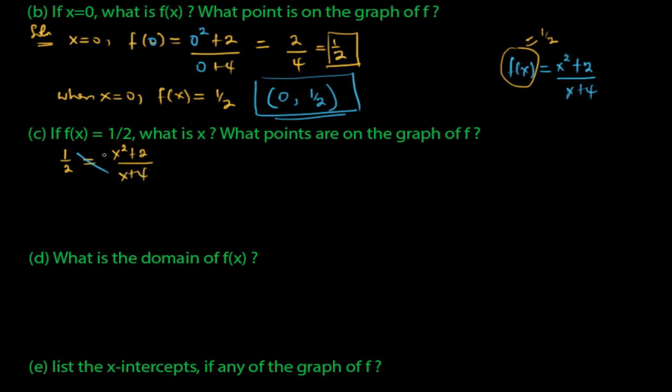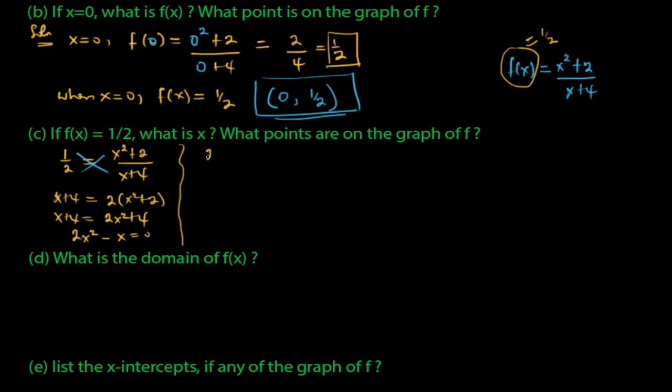To find x, all we need to do is cross multiply. So this one comes here and becomes x plus 4, which equals 2 times x squared plus 2. To make the whole thing short, let's do the simplification anyway. We have x plus 4 equals 2x squared plus 4. When we simplify this, we have 2x squared minus x equals 0.